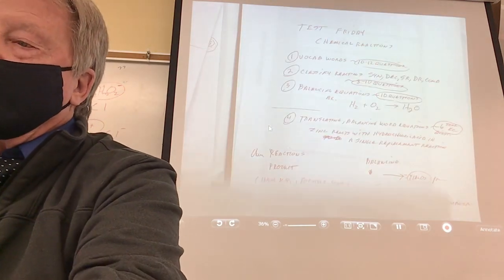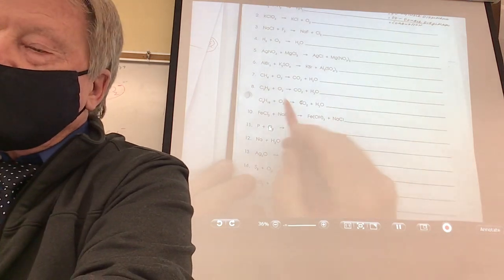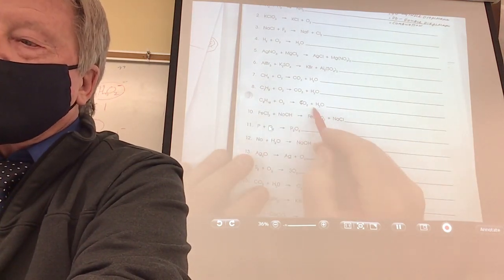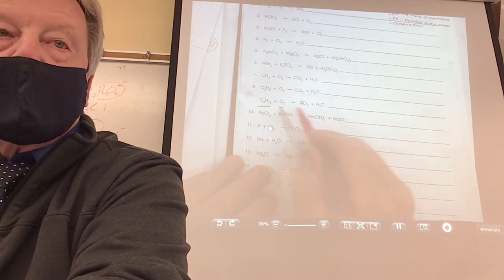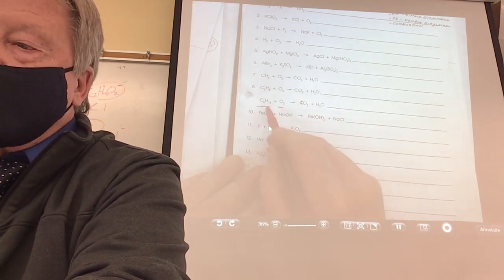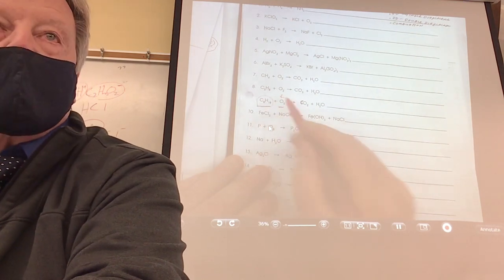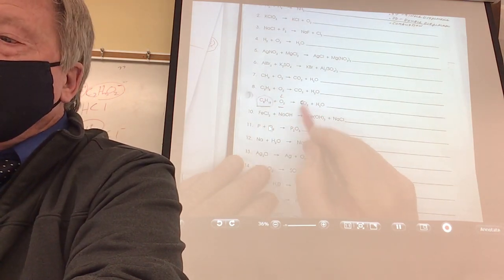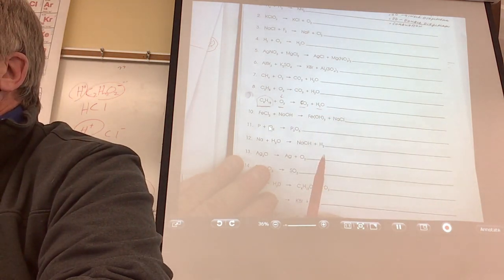And now, here's some more practice, and I want to show you this one right here. It's very similar to the other one we did. Does everybody recognize that that's combustion? It's got a carbon-hydrogen reactant. You're going to burn it. Burn means combine with oxygen. And you're going to produce carbon dioxide and water. That's combustion, right?